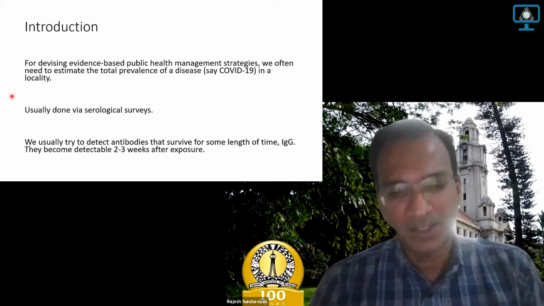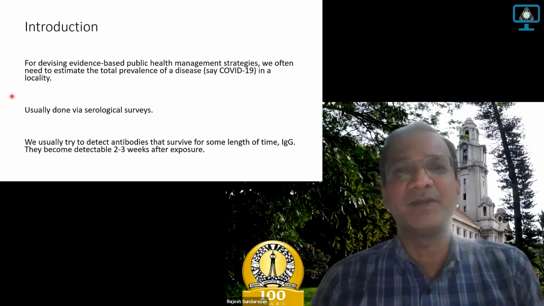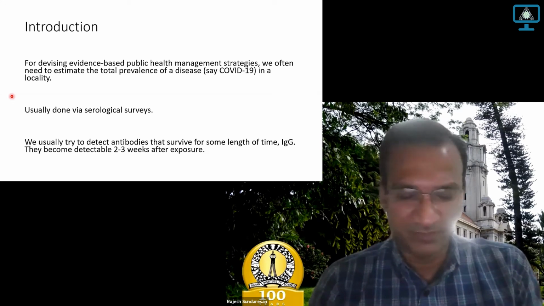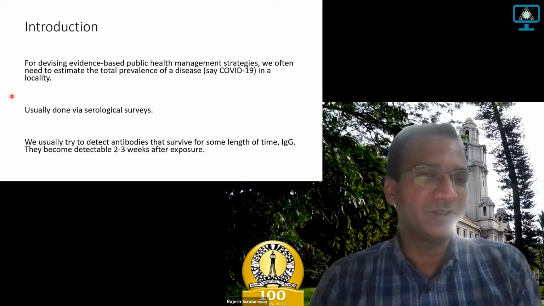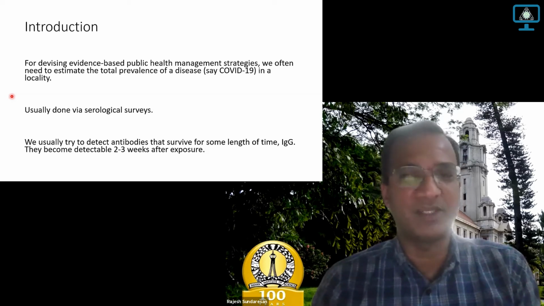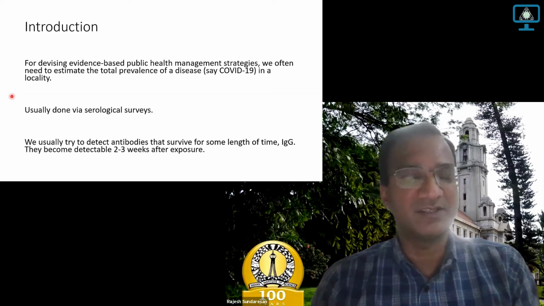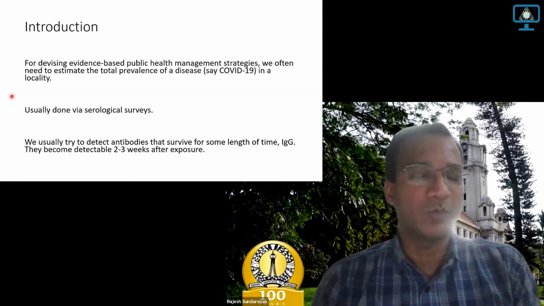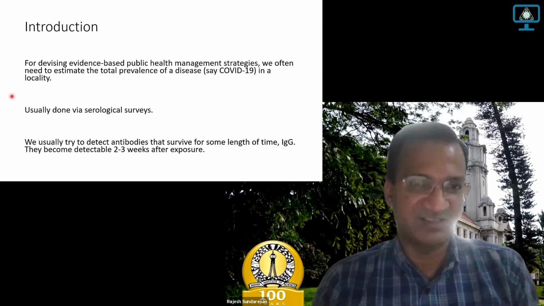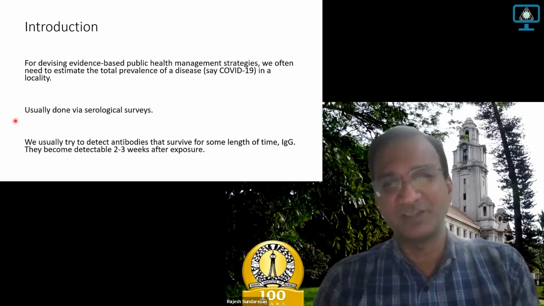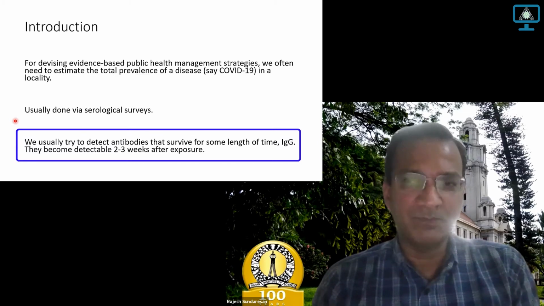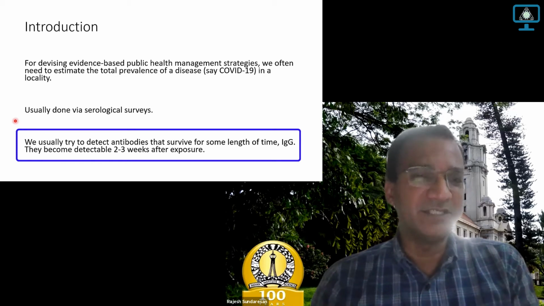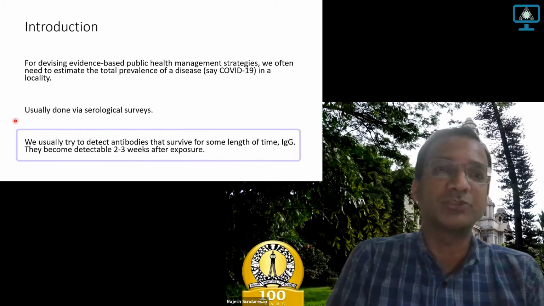So let me begin with an introduction. For devising evidence-based public health management strategies, we often need to estimate the total prevalence of a disease, and in this context, COVID-19, in a particular locality. And this is important for determining at what rate we should be testing, how many tests per day we should conduct in an area, or at this advanced stage of the disease, when we have vaccines, what should be the vaccine allocation? So if we have these disease burden estimations, then we can appropriately allocate vaccines, for example. This is usually done via serological surveys. And in these serological surveys, we try to detect antibodies that survive for some length of time, immunoglobulin G or IgG. And these are ones that become detectable 2 to 3 weeks after exposure.